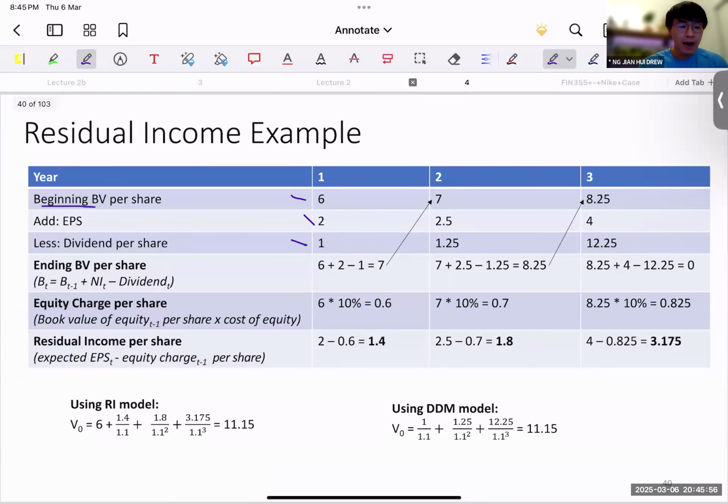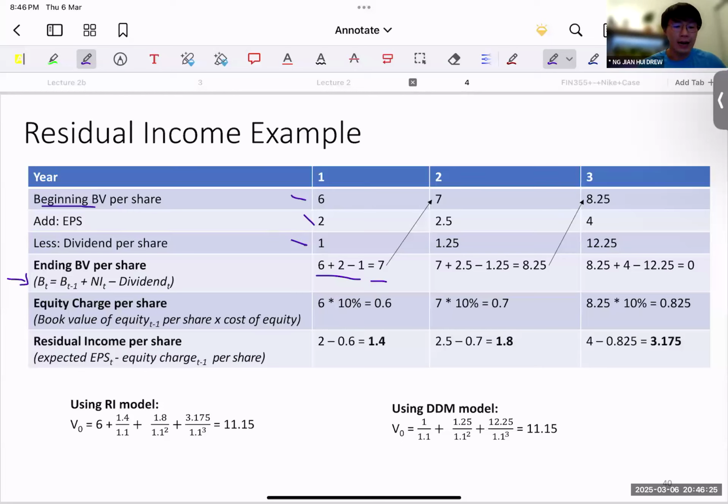All right, so it means what? We are going to use the clean surplus relationship as mentioned in lecture 2, which is given here, to determine the ending book value of our share. Our ending book value is the beginning plus the EPS minus the dividends. And this gives us $7 of book value per share.